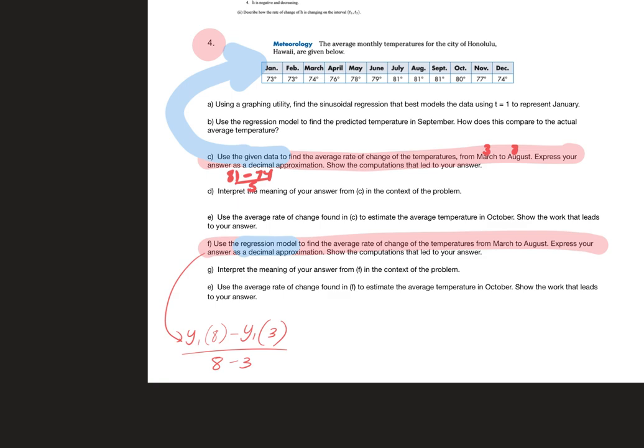And then for both of them, you're going to interpret the meaning of your rate of change, and then you're going to use that rate of change, which we did in the first FRQ yesterday, use the average rate of change to predict what happens in October, or what should have happened in October. Does that make sense? Yes? You think you'll be able to do this on your own? I hope so.